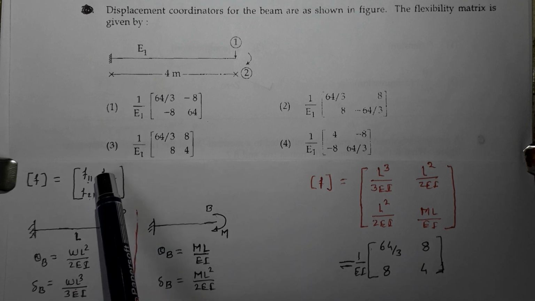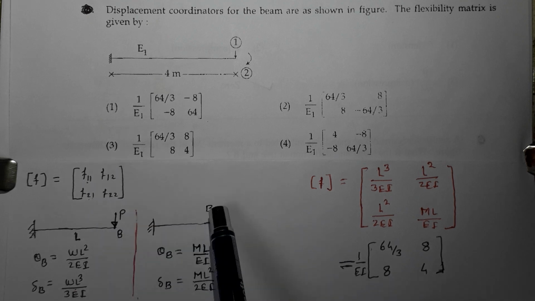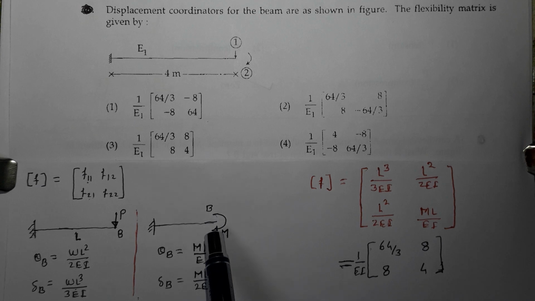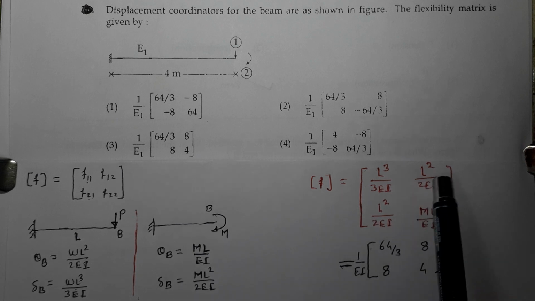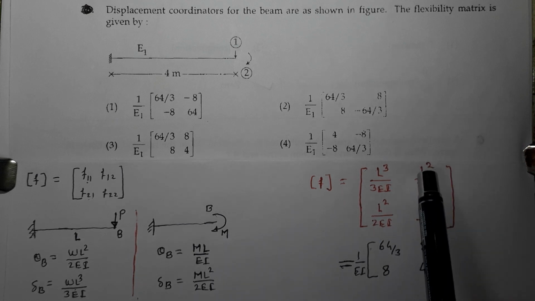Displacement at 1 when the action is at 2. So action is at 2 and displacement at 1. Displacement at 1 means along this vertical direction. Action is along the direction of this rotation. Displacement at 1 will be this displacement, ML square divided by 2EI. M is 1 and that is why I have written it as L square divided by 2EI.